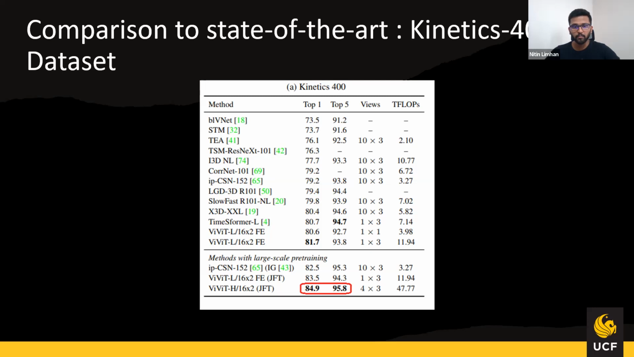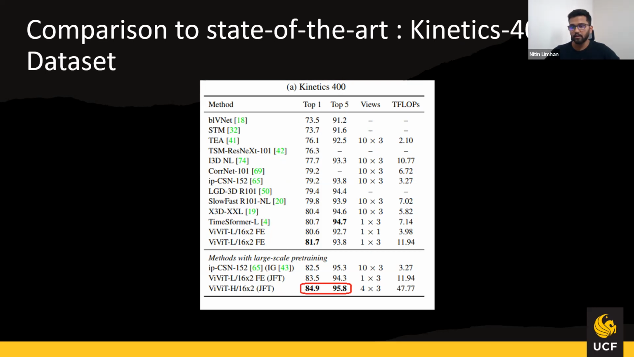And for the term views, I'll explain using an example of the model X3D XS3. It has 10 cross 3 views, which says that it has 10 temporal crops and 3 spatial crops. T-flops, as we know, denotes trillion floating point operations per second. So these are all the metrics that have been used.